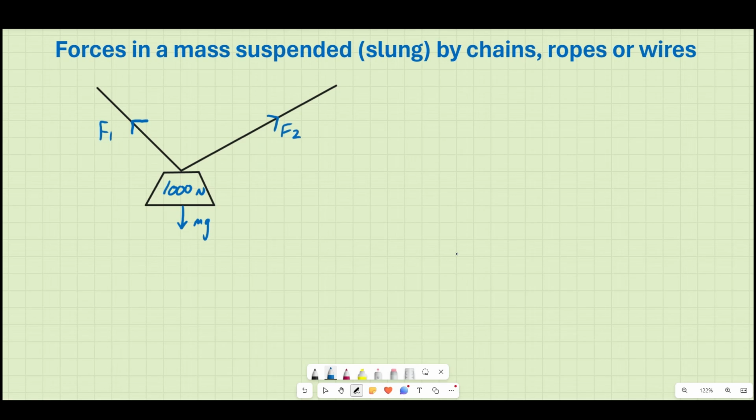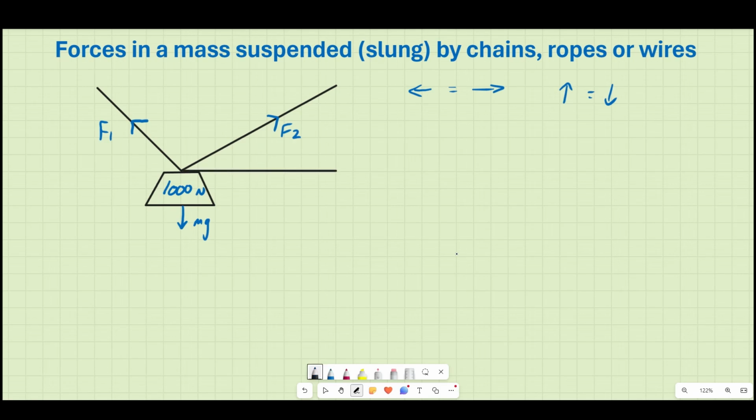So what we can say is the force left is equal to the force right, so that there's no horizontal movement. And we can also say the overall force up is equal to the overall force down, so that there's no vertical movement. So we need a bit more information.